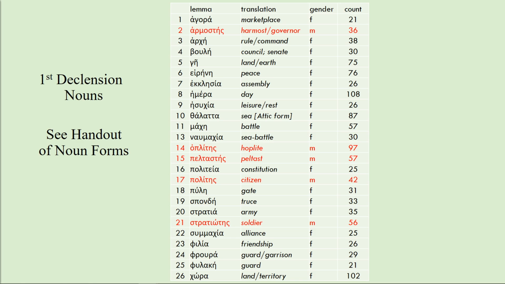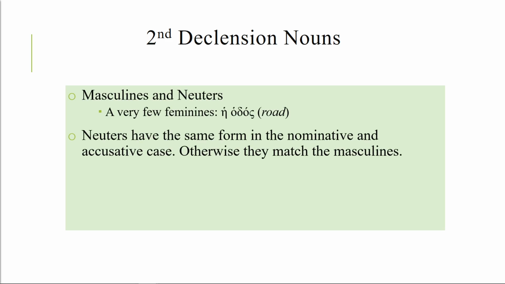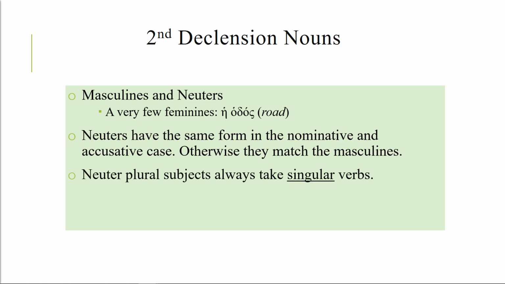Now, that's the first declension. What about the second declension? Second declension nouns are pretty much all masculines and neuters. A very, very few feminines, mostly hē hodos. In fact, that's the only one you're going to see a whole lot of. As we've already said, neuters have the same form in the nominative and accusative case always. They also match the masculines in all the other cases. Here's a peculiarity. Neuter plural subjects always take singular verbs. Neuter plural subjects always take singular verbs. Just get used to it.